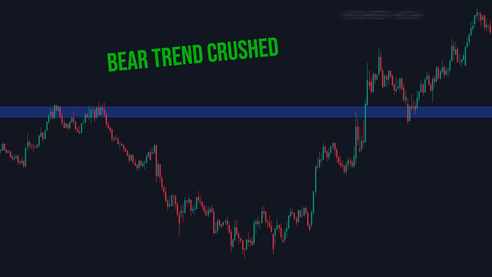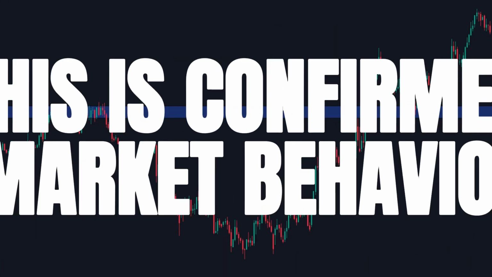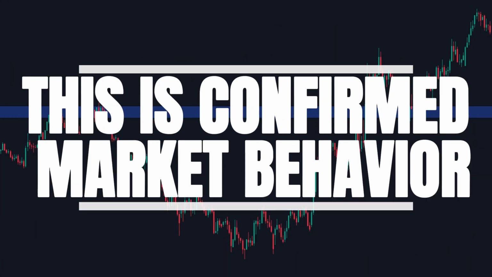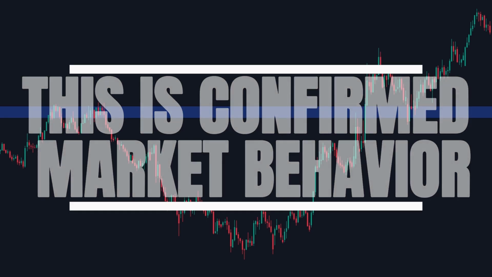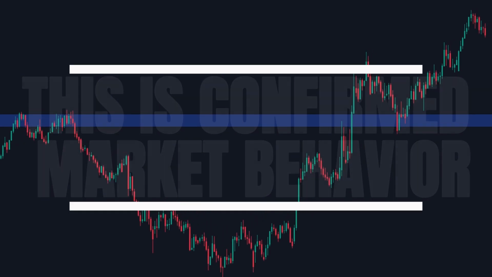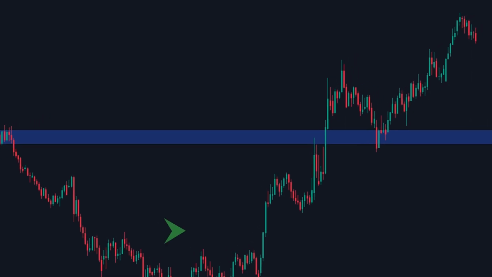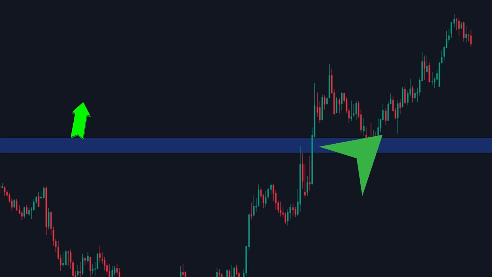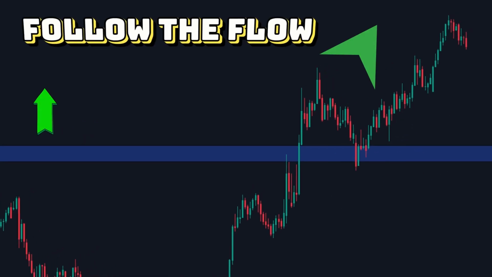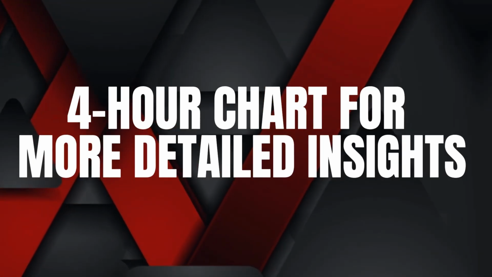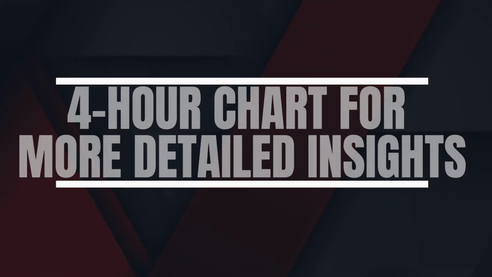Why this matters? These are not guesses. This is confirmed market behavior. When the daily chart screams bullish, your lower time frame setups become high probability trades. Pro tip, do not fight the market. Let momentum and volume show you the path. Follow the flow. Do not force it. Next, let us examine the 4-hour chart for more detailed insights.